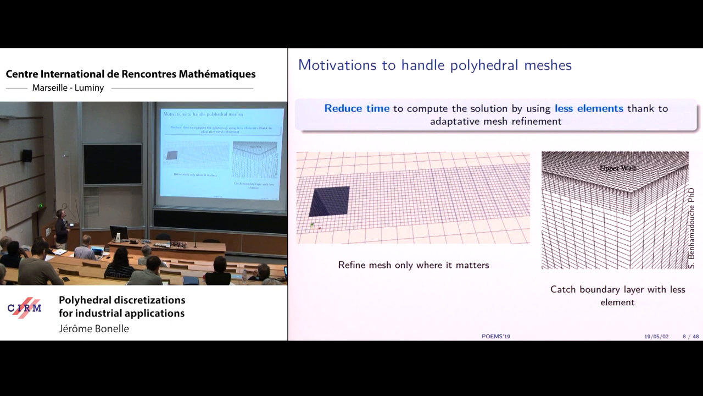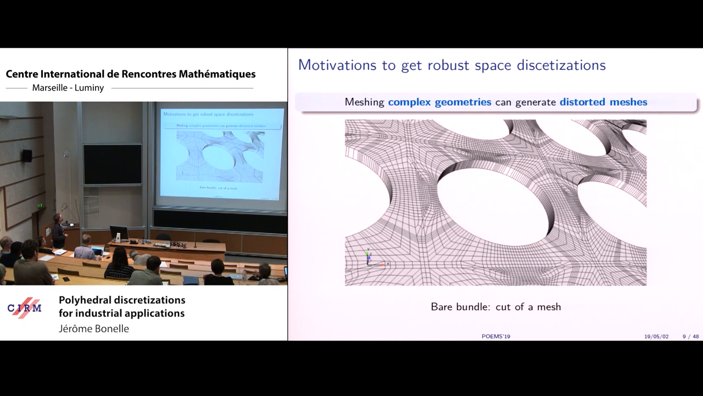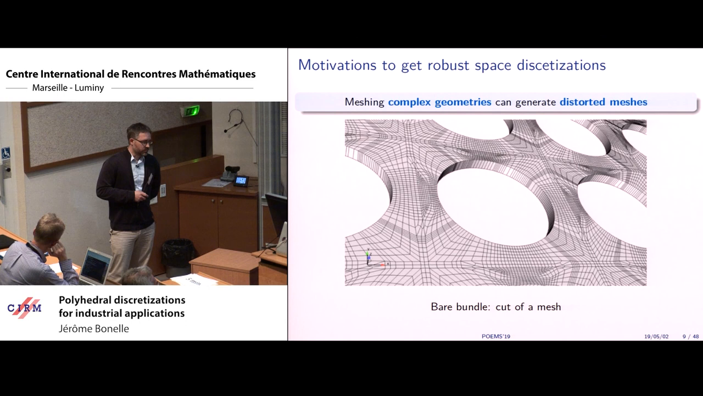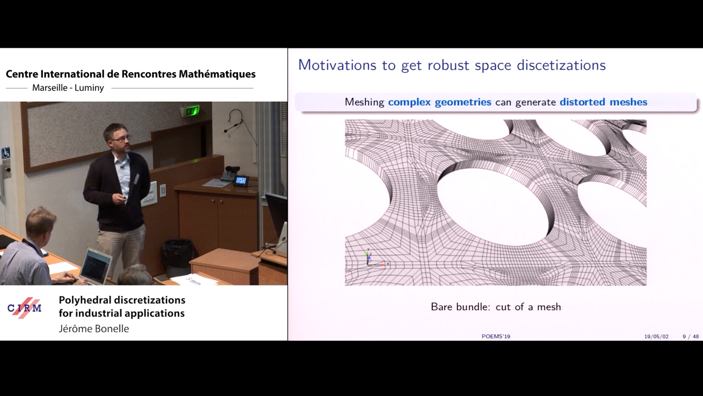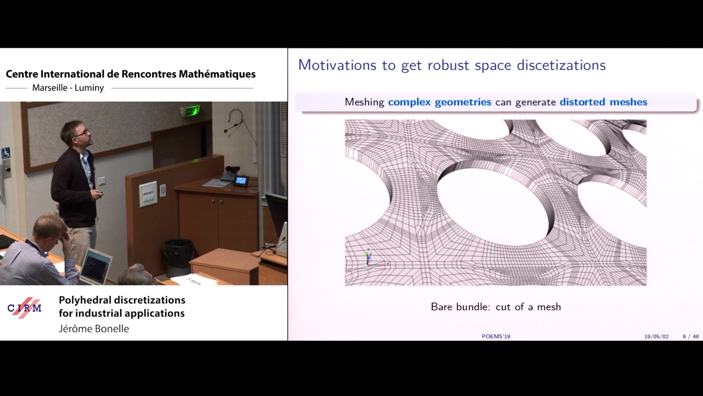Another point to reduce time to mesh and also to compute the solution is to put the refinement where it matters. So, for instance, here we have polyhedral cells at the interfaces, or to catch the boundary layer with fewer elements, like in this picture. And even if we don't use a polyhedral mesh, when meshing complex geometries, it often turns out that distorted cells are in the mesh. So, like in this situation, there is a need to get robust space discretizations.